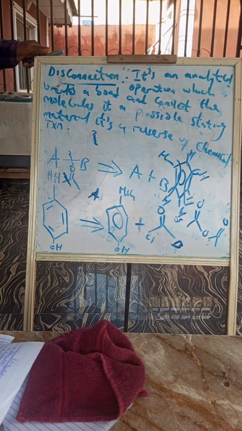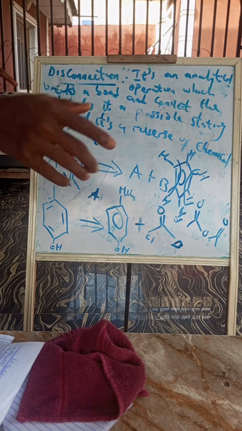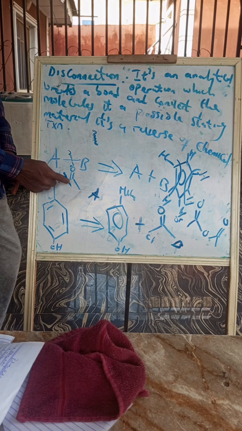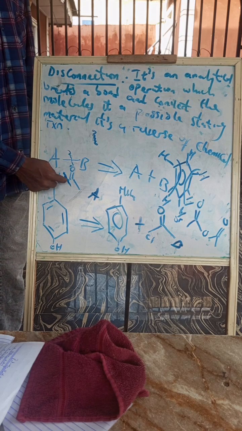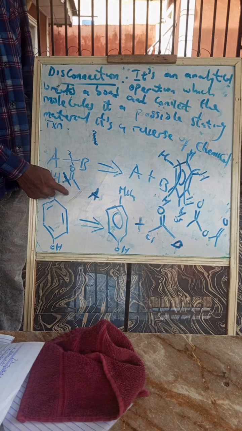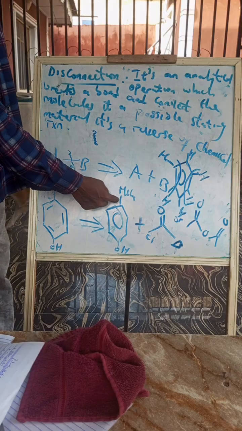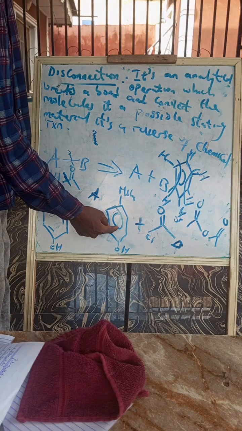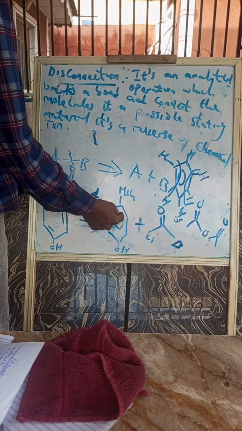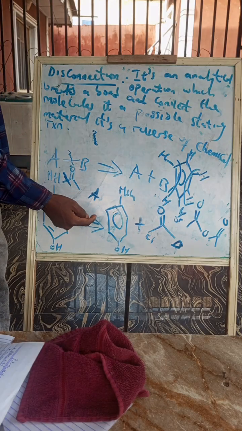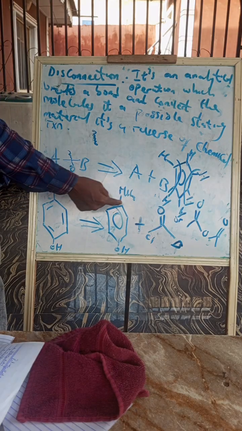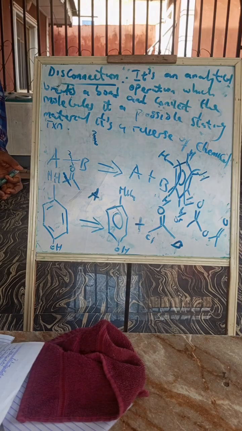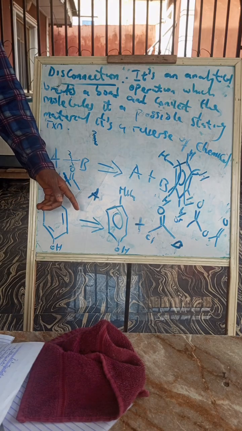So the next thing, what do we do in the next step? We disconnect. That is, we cleave, we break bonds. So at this position, we can see that if we cleave, we break bonds. So when we cleave bonds, we get our precursor A and B.